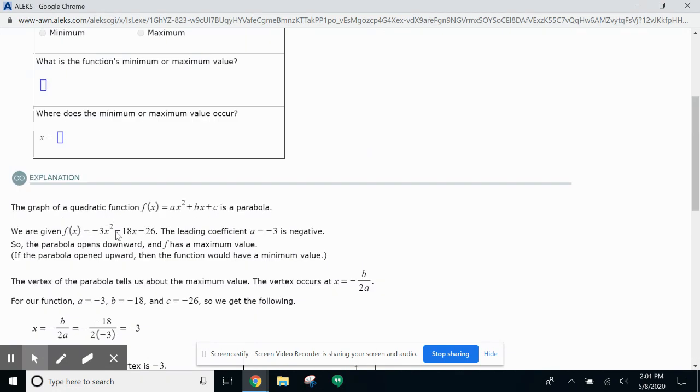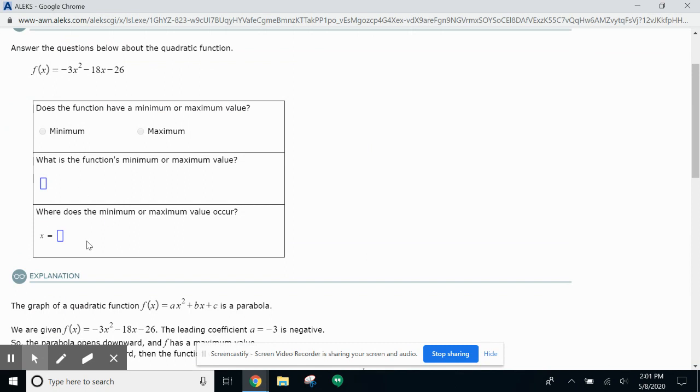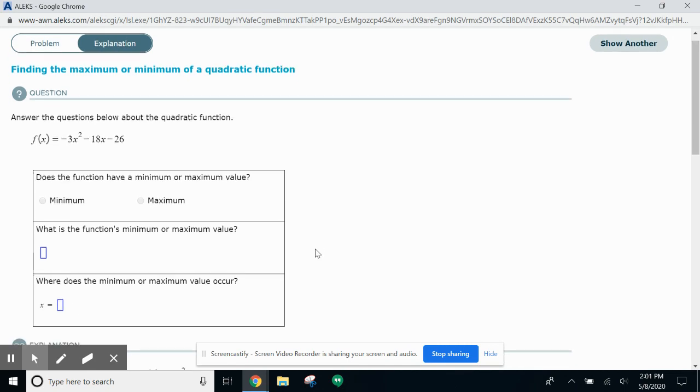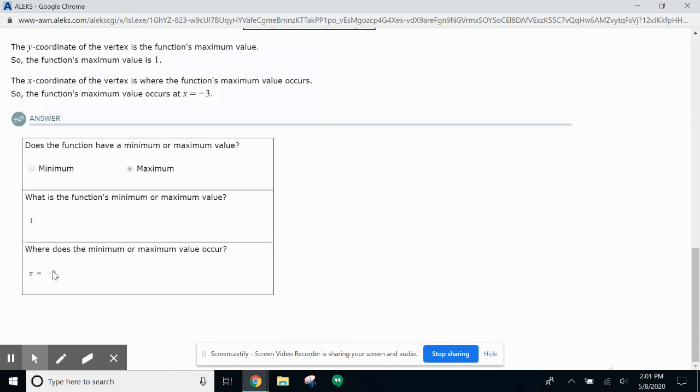I feel like they flipped those from the beginning. Did they flip those? Oh, I think the last problem they had them flipped. Either way, our x value for our vertex, for our maximum or minimum, the x value is going to be at -3, and our y value there was at 1.